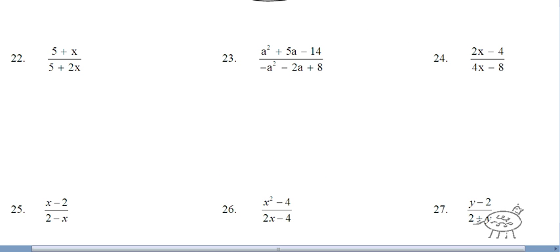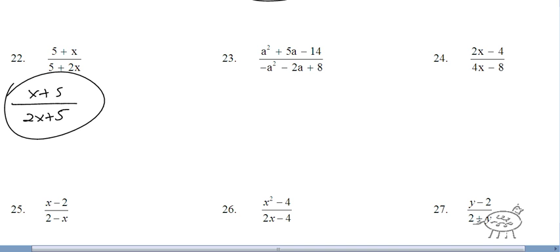So far, so good. This one, I'm going to put in descending order. x plus 5 over 2x plus 5. Can I factor anything? No. Can I cancel anything? I can't. In order to cancel, it has to be the same on the top and the bottom, and it's not. So that's actually my answer.